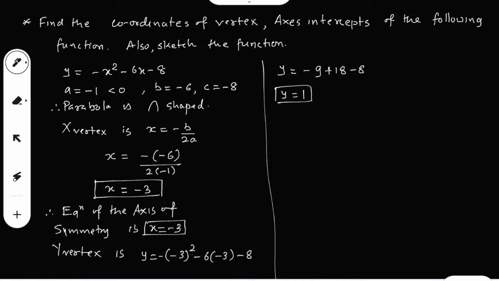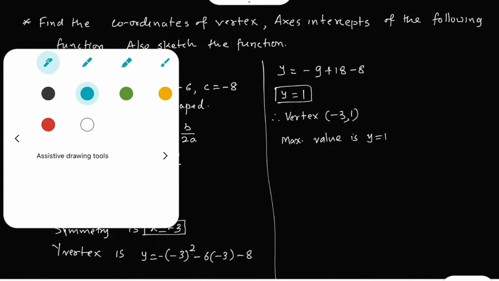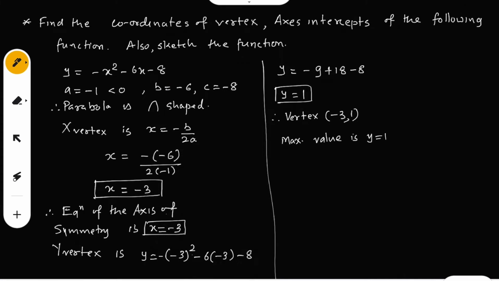Now as it is a sad parabola, it will have the maximum value. So we first write the vertex, which is going to be minus 3 and 1, and it will have the maximum value. The maximum value is 1. So we have got the coordinates of the vertex, and we have the axis of symmetry. We have the maximum value of y. Now we need the axis intercepts. That means x-intercept and y-intercept.